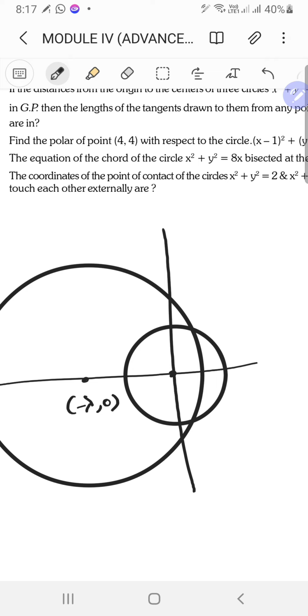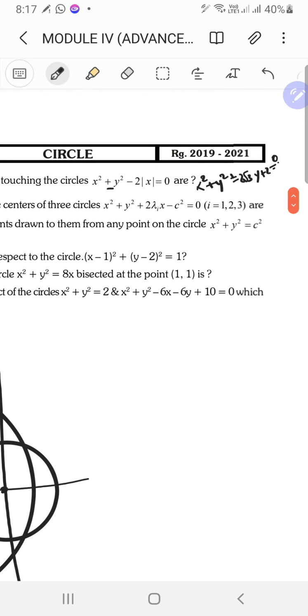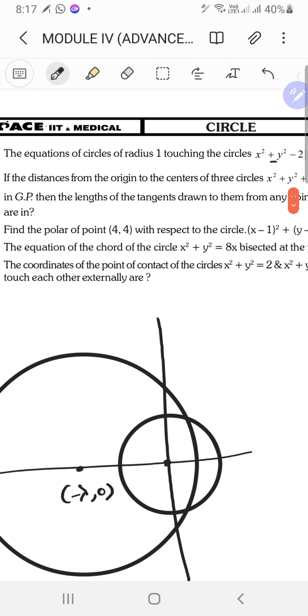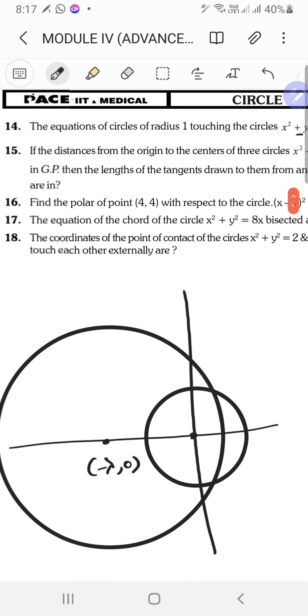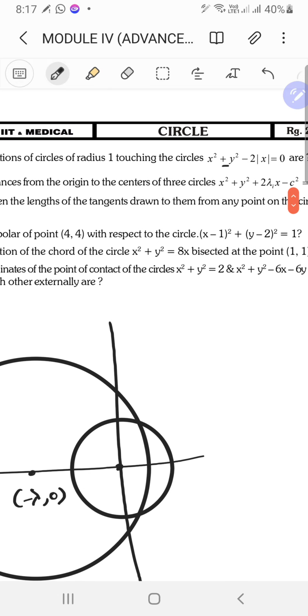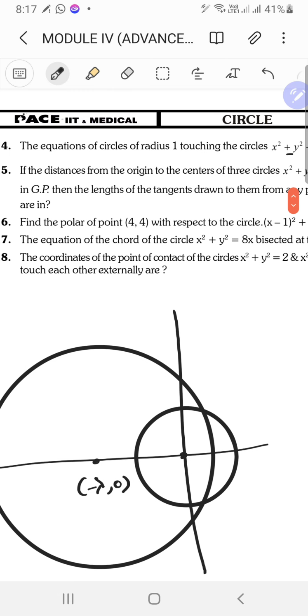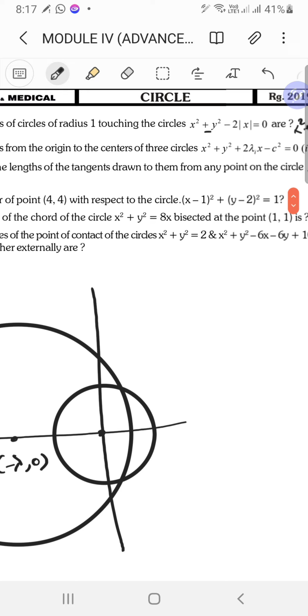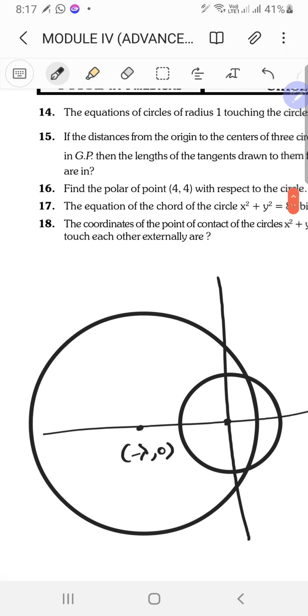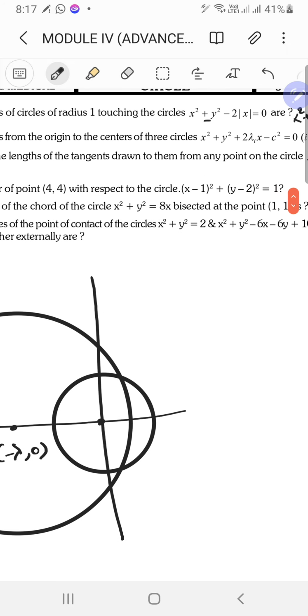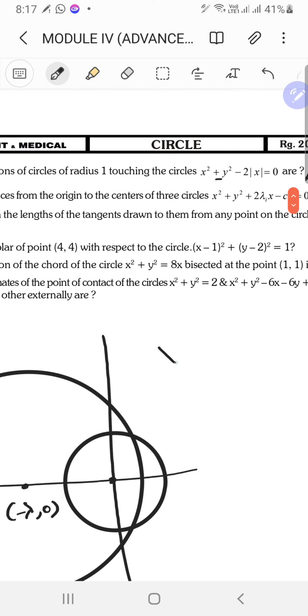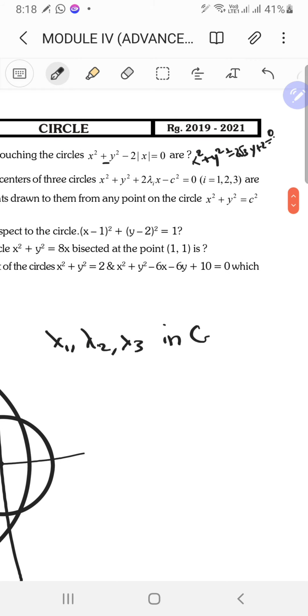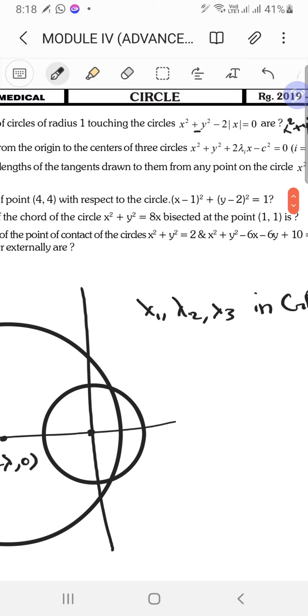Yeah, this is better. Okay, so now what else does this tell us? So the distance from the origin to the centers of the three circles are in GP. Okay, so that pretty much means that lambda 1, lambda 2, lambda 3 are in GP. Cool. What else?